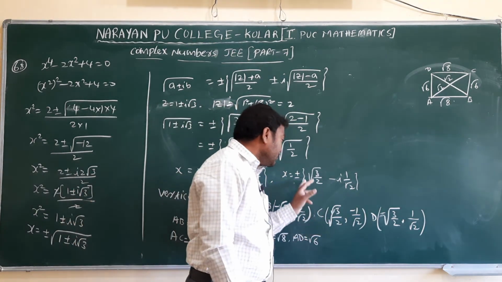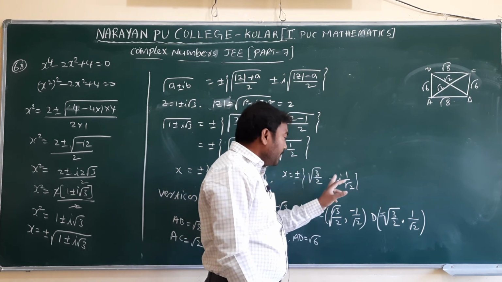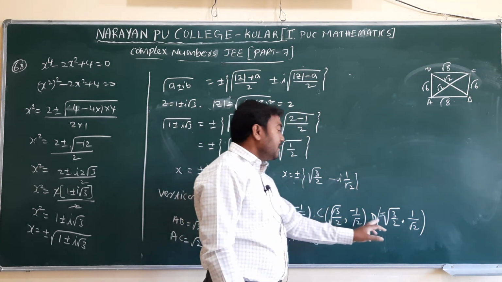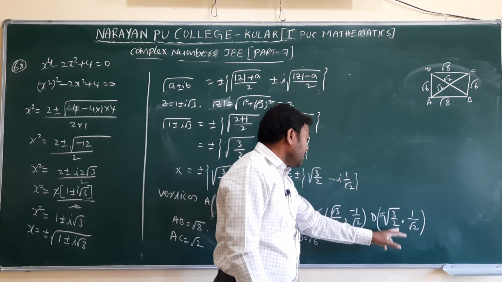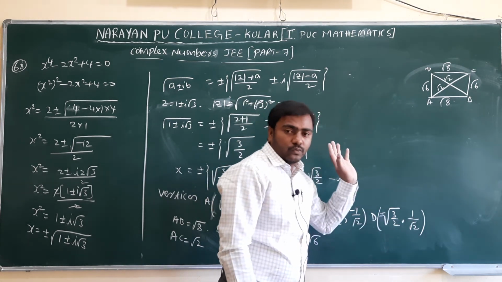Again here, what is this C? Plus here square root of 3 by 2 comma minus 1 by root 2, and D vertex, multiplied minus here, minus square root of 3 by 2 comma 1 by root 2 we are getting here.